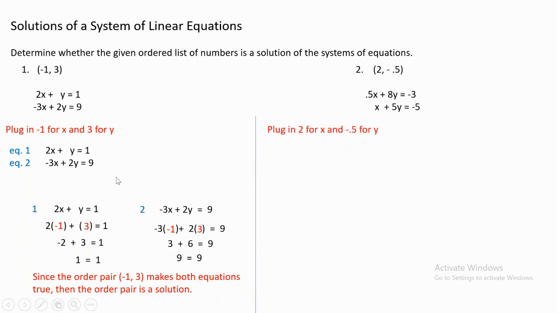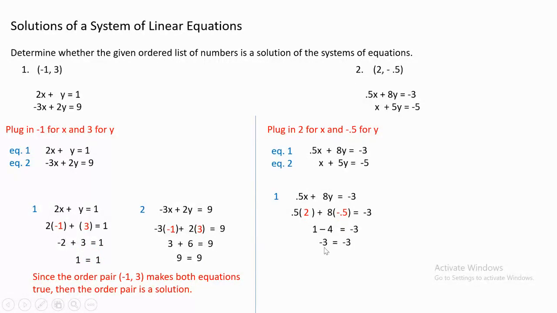Now I'm going to repeat the process for number 2. But for number 2, it's a different point and they're different equations. So we're going to plug in 2 for x and -0.5 for y. Again, this will be equation 1 and 2. First, we start with equation 1. We're going to plug in 2 for x and -0.5 for y. So here we get 1 minus 4. So 1 minus 4 is -3, right?